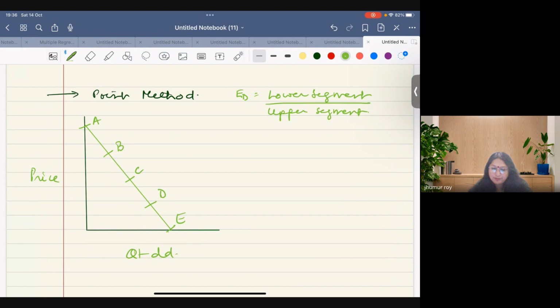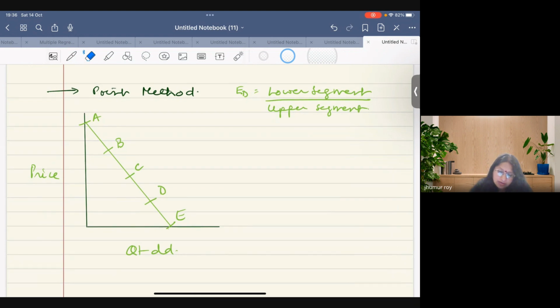Lower segment upon upper segment. So now we will try to calculate the elasticity at each point. If we come to the first one, at point A, so what will happen at point A?